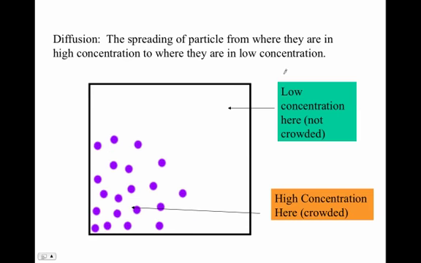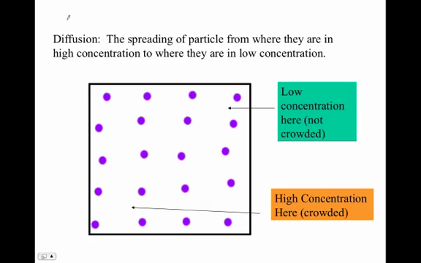Let's focus in again on the root. And one of the things that we need to understand is how water gets into the roots. In general, the process of diffusion is the spreading of a water particle from where they're high concentrated, which is down here, out to where there's low concentration. So low concentration means not crowded. High concentration means they're crowded. So if I open up a bottle of perfume in the room, it will diffuse or spread out.